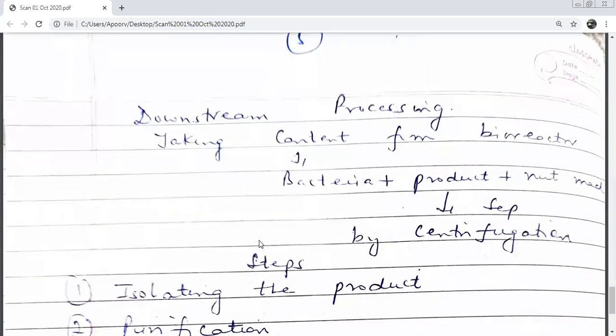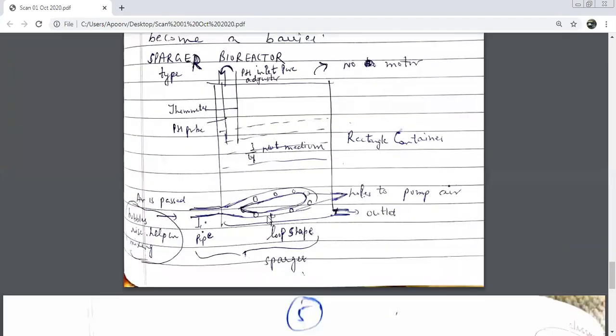We move on to the last topic of the chapter, that is downstream processing. Now you take out your contents from this bioreactor. This also has an outlet, see, here is the outlet. Can you see the outlet over here? Yes, ma'am. Because whatever culture medium has grown, to take it out you need an outlet. So you have an outlet over here.